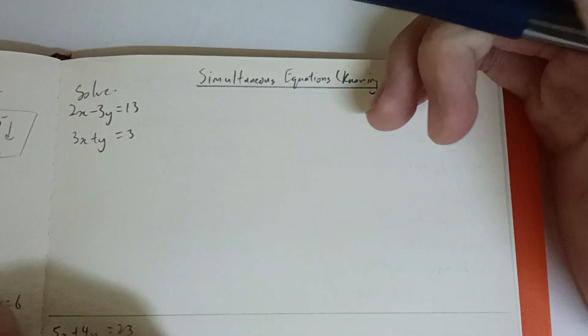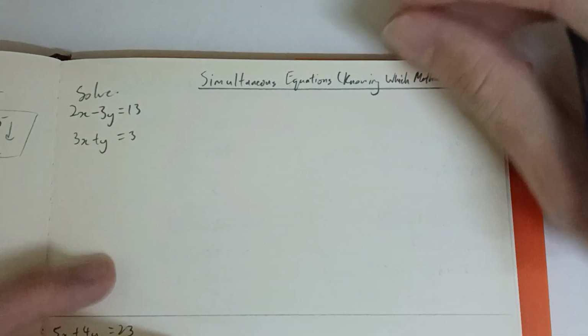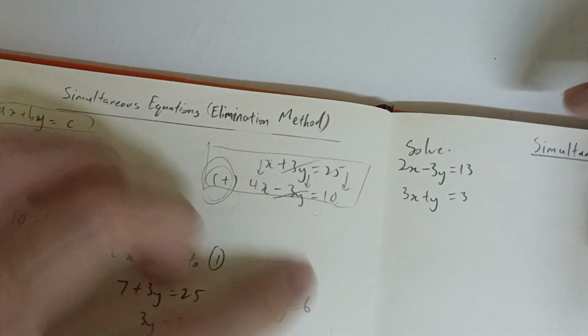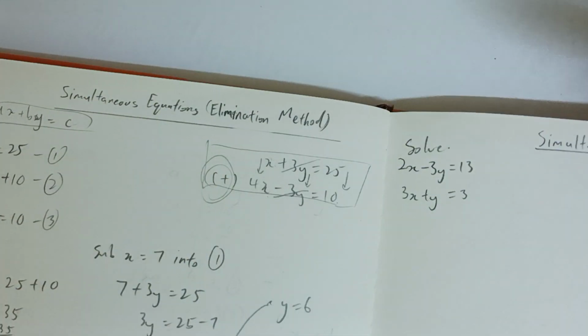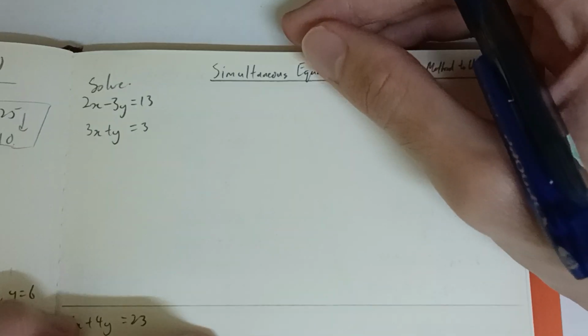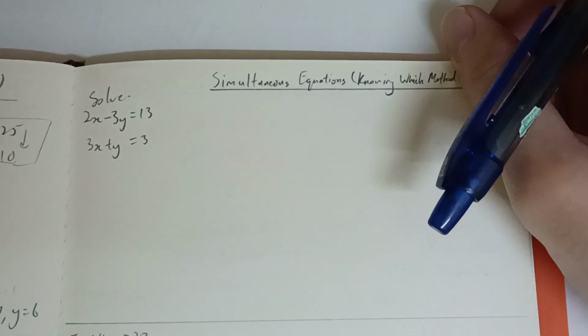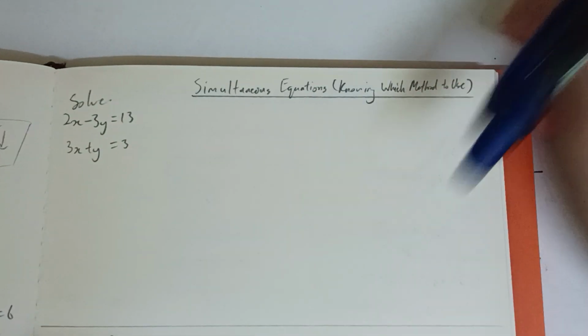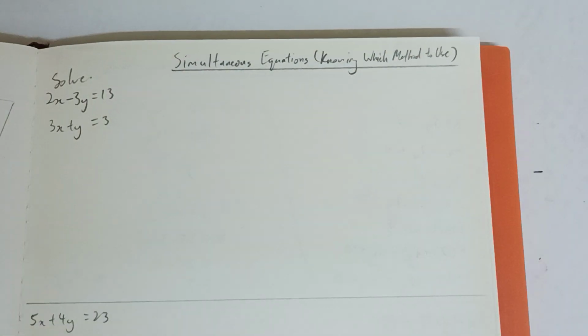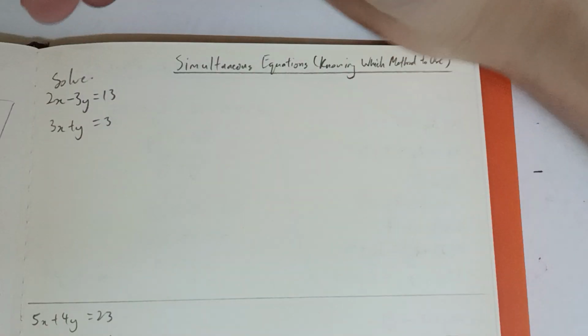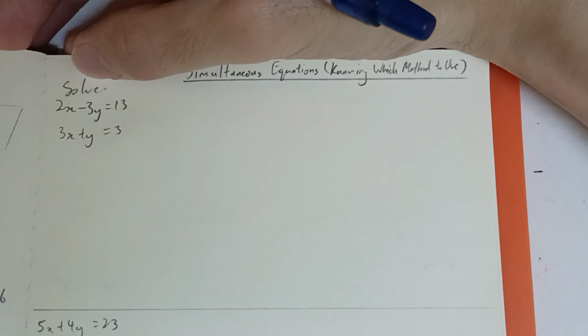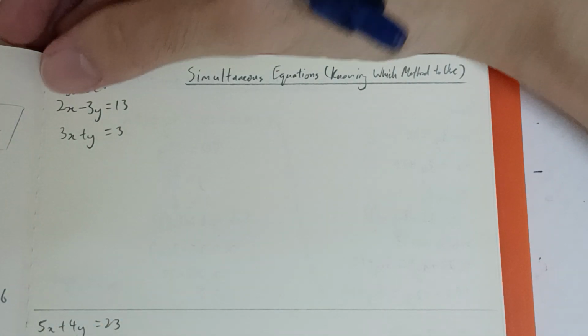By now, you should have watched the first two videos that I've posted regarding solving simultaneous equations using either the elimination method or the substitution method. So either one of those videos. If you have not, I recommend you watch either both of them or at least one of them. Okay, so this video is going to be talking about knowing which method to use and which is the right method to use for which question.